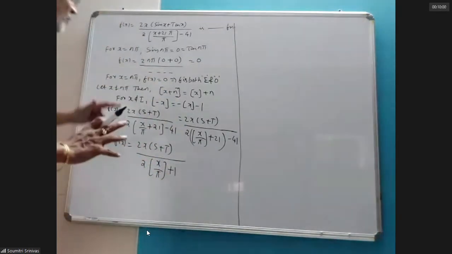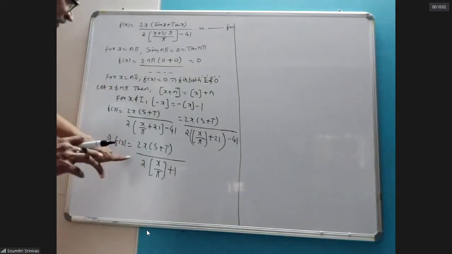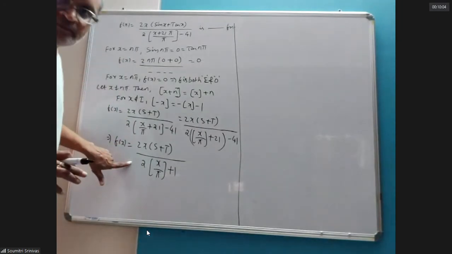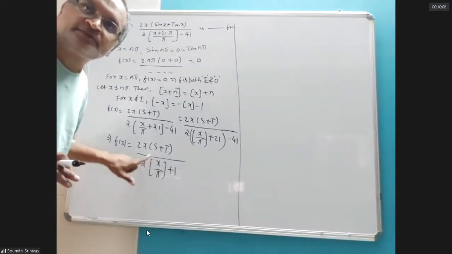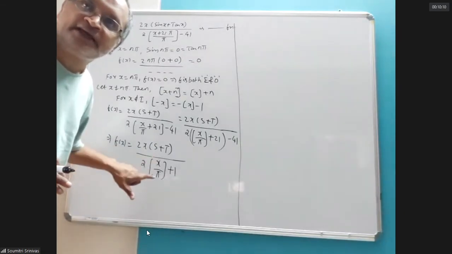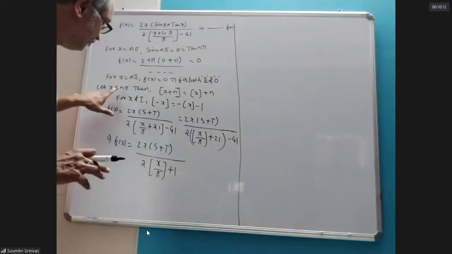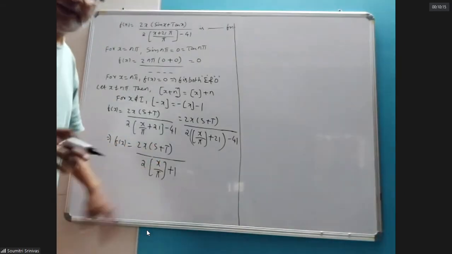Now, what is it asking for? Whether this is an even function or odd function. When will x by pi be an integer? x by pi is an integer when x is n pi, but x is not equal to n pi, so we need not worry about that.